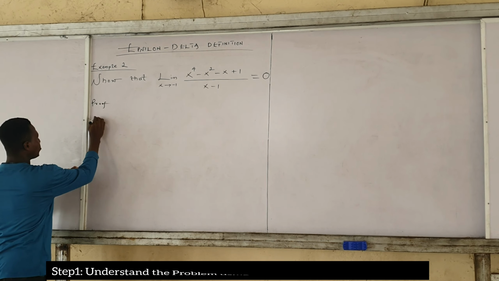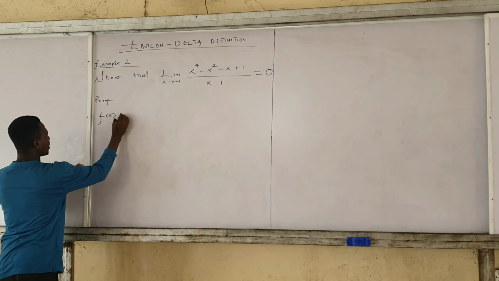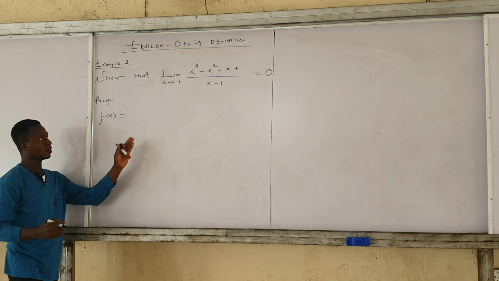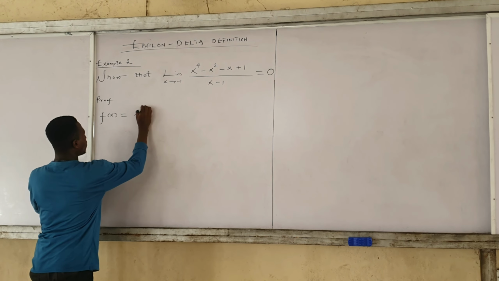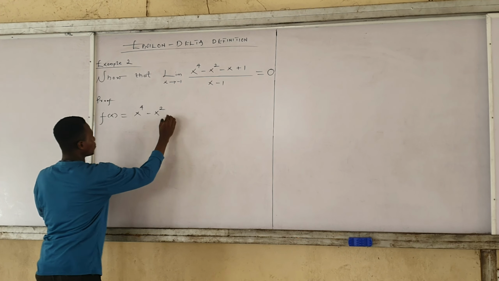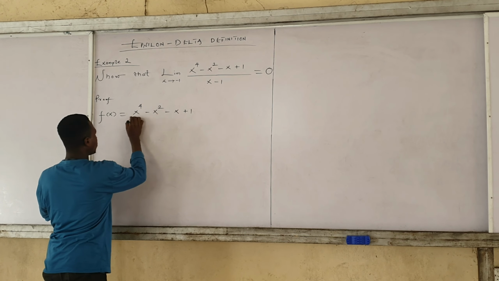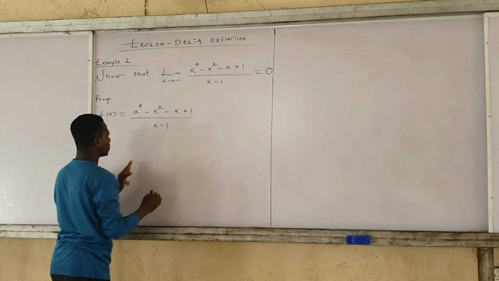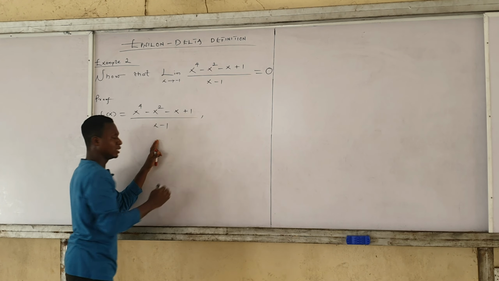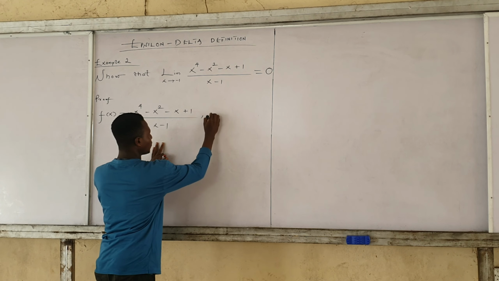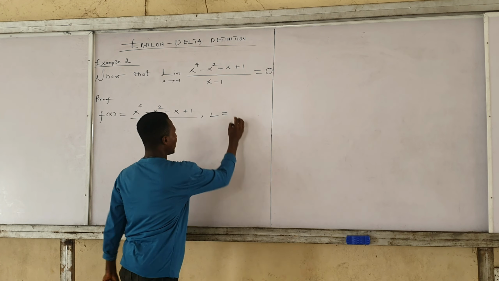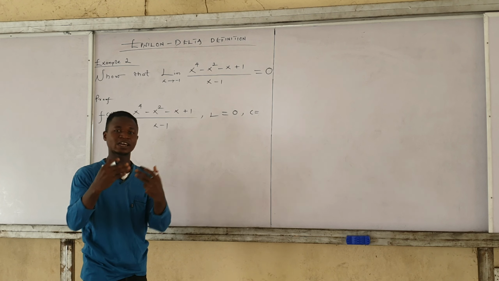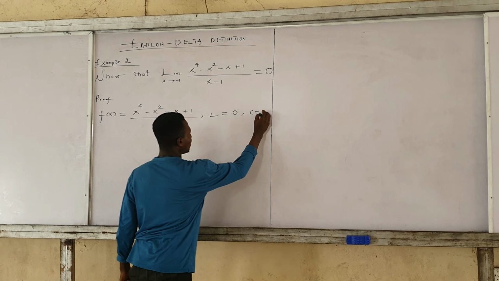So the first thing we have to do is to bring out our function. Our function f of x is equal to, I believe you know the function of this given expression. So we have that our function is given by x raised to the power of 4 minus x raised to the power of 2 minus x plus 1 all over x minus 1. So this is the function. Then the next thing we would need is the limit of this function. What is the limit of the function? Do you know the limit of the function? Yes, the limit of the function is 0. So we have that to be 0. And our c is the value at which our independent variable is approaching, which is given by minus 1. So we have that to be minus 1.